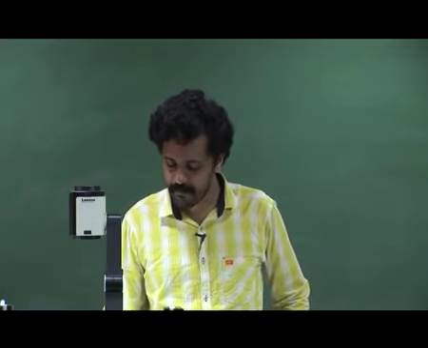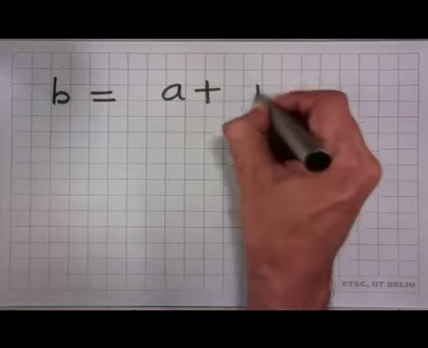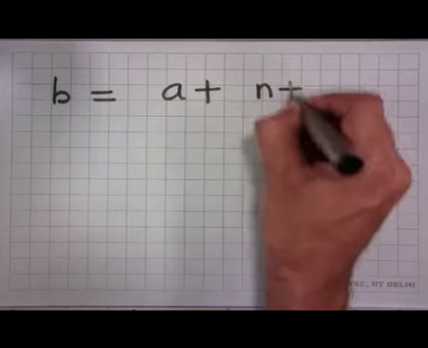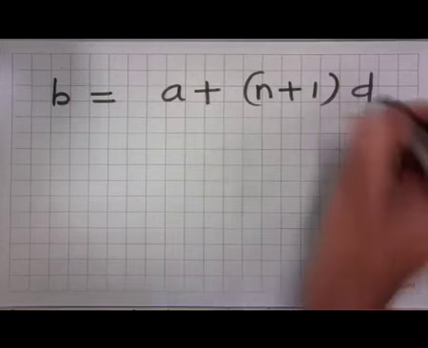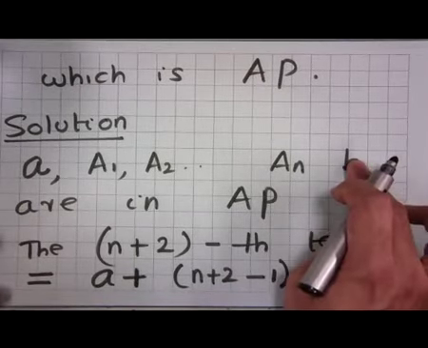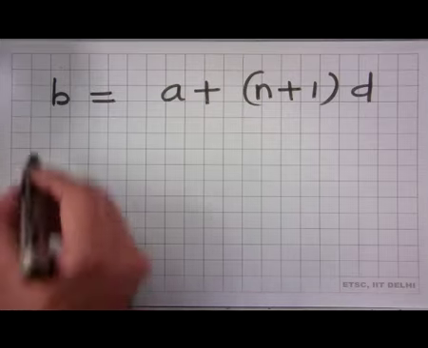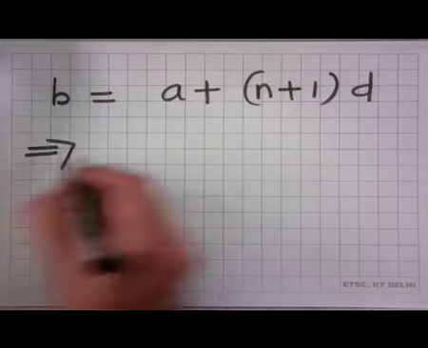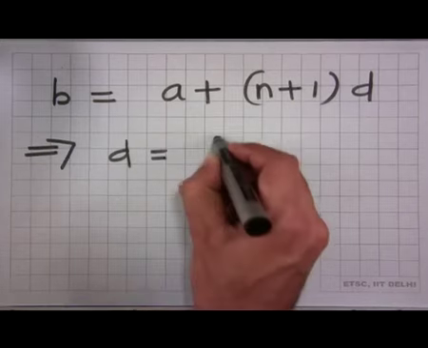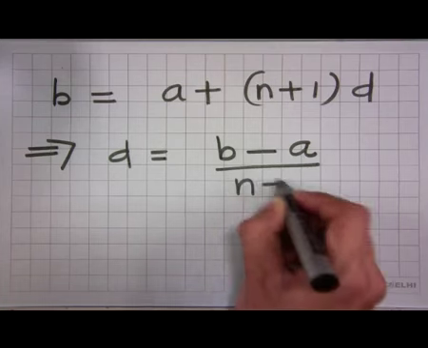That is, B should be equal to A plus n plus 1 into D. Since B turns out to be the n plus 2th term, B should coincide with A plus n plus 2 minus 1 into D. Working out, this gives D equal to (B minus A) by (n plus 1).